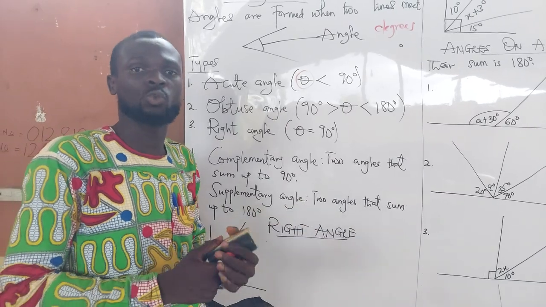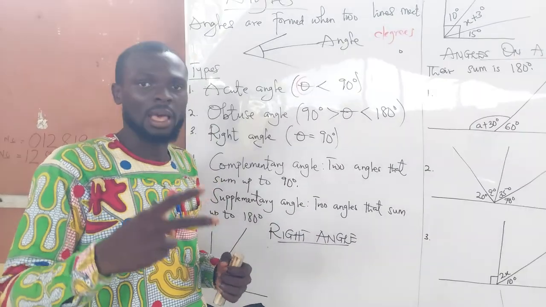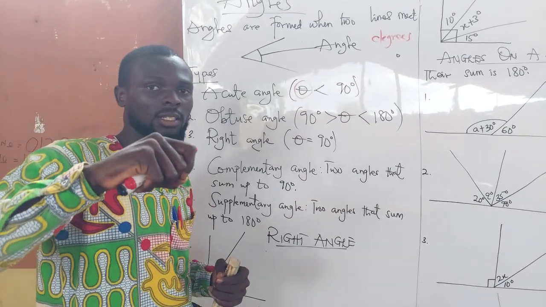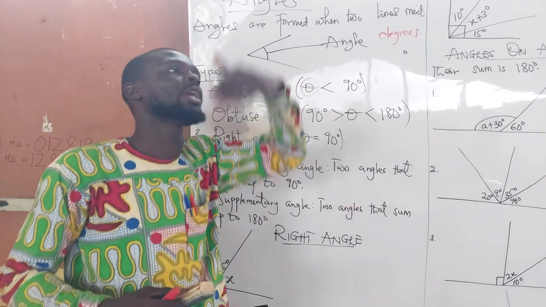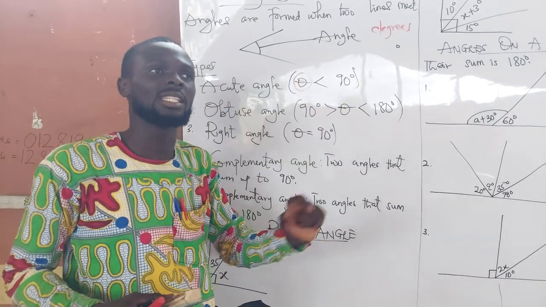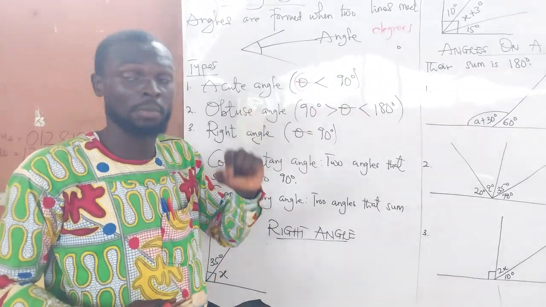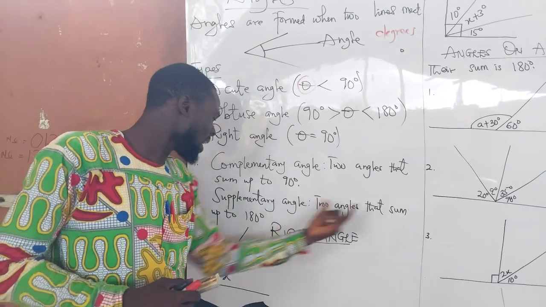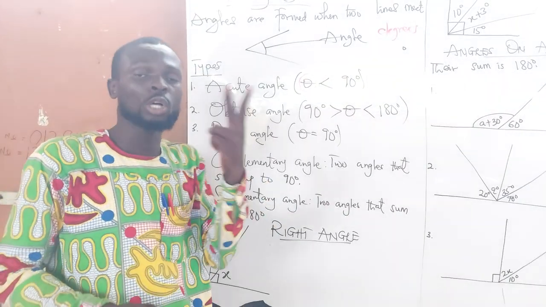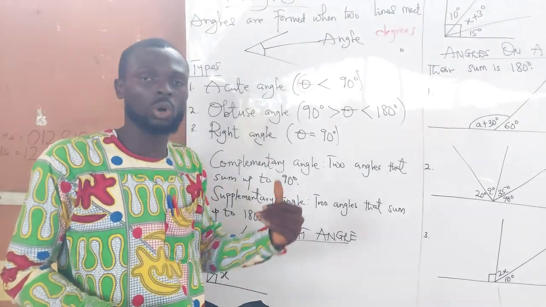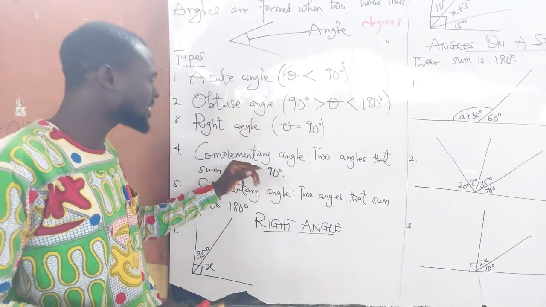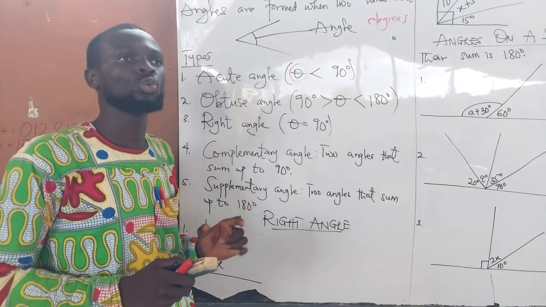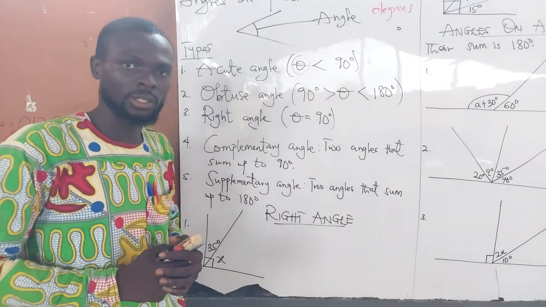Then supplementary angles are also two angles, but their sum measures 180 degrees. If the angles are more than two and sum to 180, that is not a supplementary angle. With a supplementary angle, it is two angles that sum up to 180, so those two angles can be called supplementary. But complementary is when two angles sum to 90 degrees.